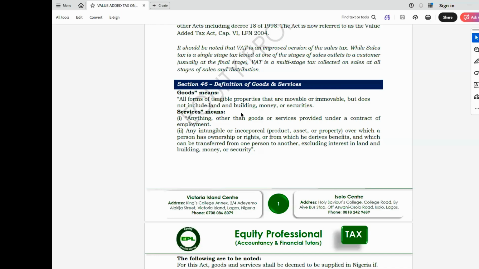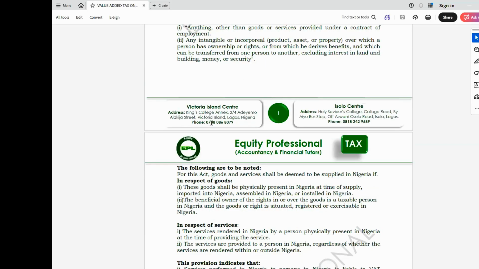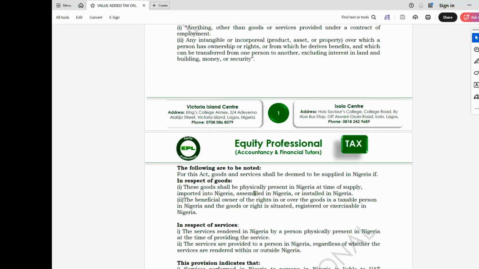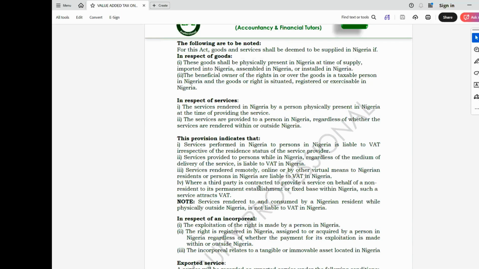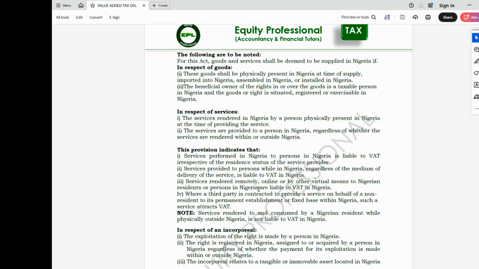While services are anything that cannot be regarded as goods, or any services that you are providing under a contract of employment, or any incorporeal or intangible property, are regarded as services. So there are also ways of determining how to look at all these goods or services, which I'm going to explain further. I want to omit this for now, and I'll come back to it after I explain certain aspects first.